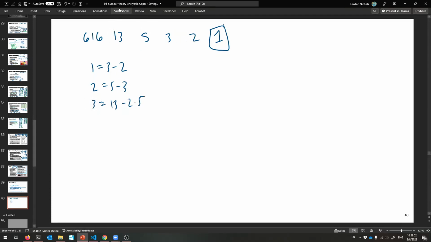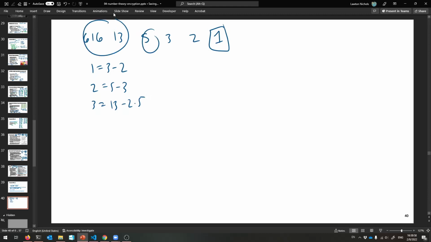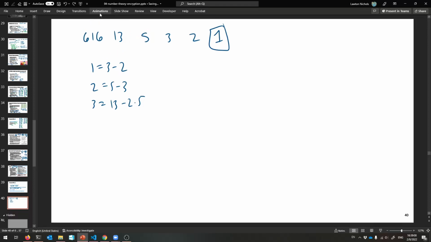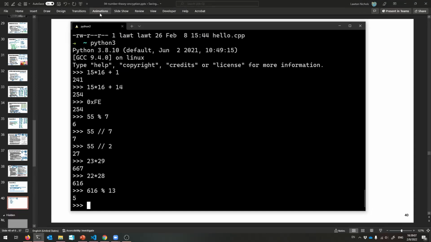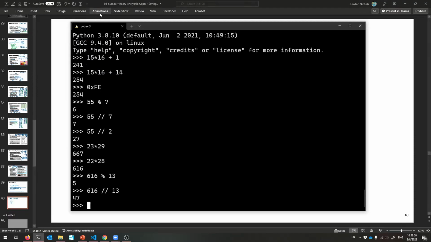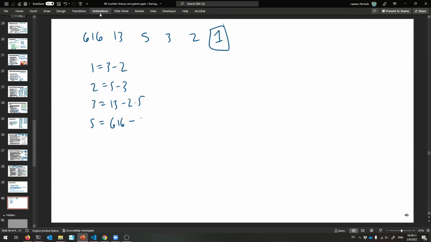And then what involving 616 and 13 makes 5? That's going to be 5 equals 616 minus a lot, right? 47 times 13. Okay? That's going to do it. So that makes 5. And now we can use these to solve for our multiplicative inverse.